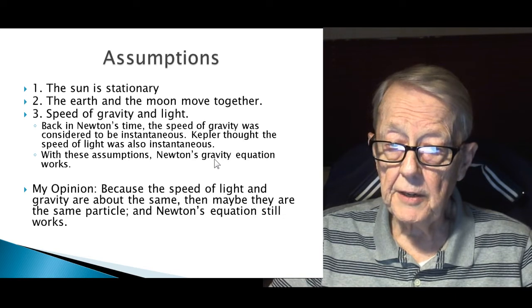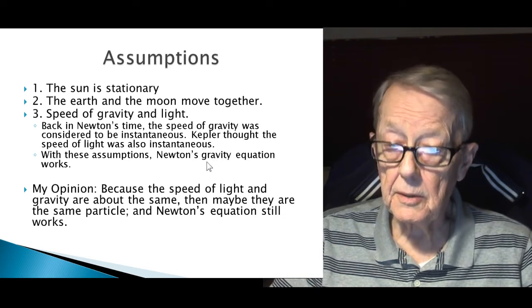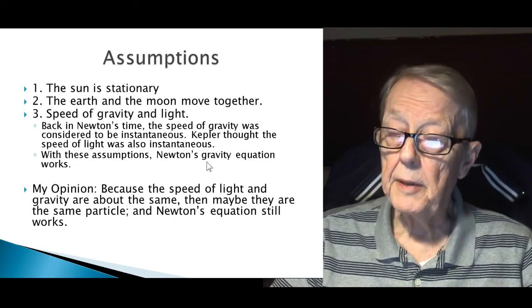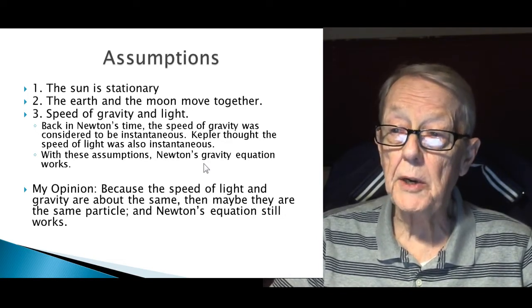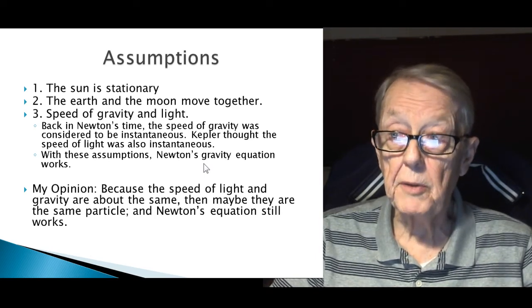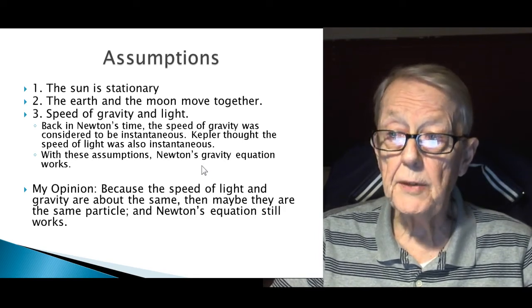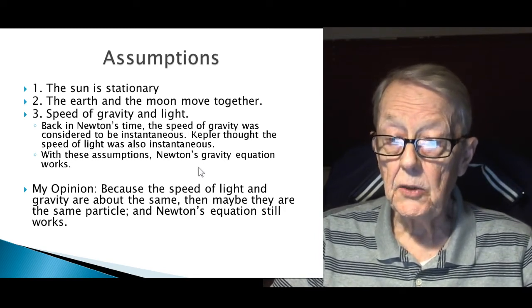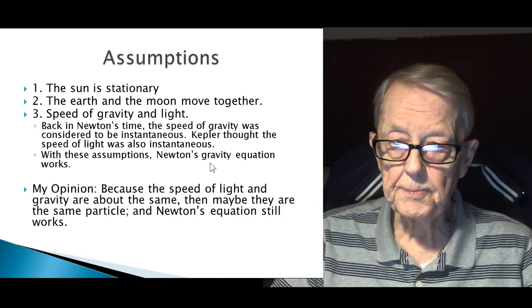Because the speed of light and gravity are about the same, then maybe they are the same particle. Maybe that's how I came to the conclusion that the G1 gravity and G1 light were made from the G1 particle. And in this case, when they both move at speed c, you can show that Newton's equation still works.